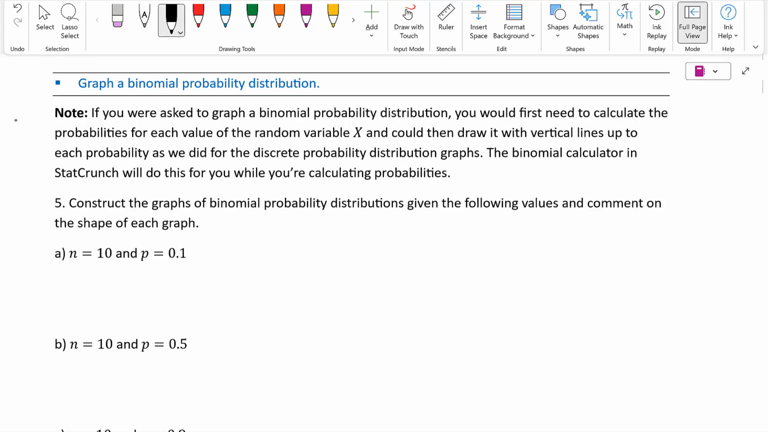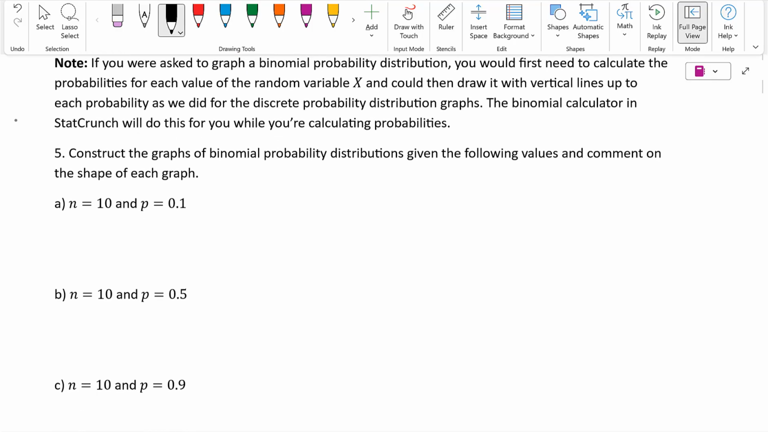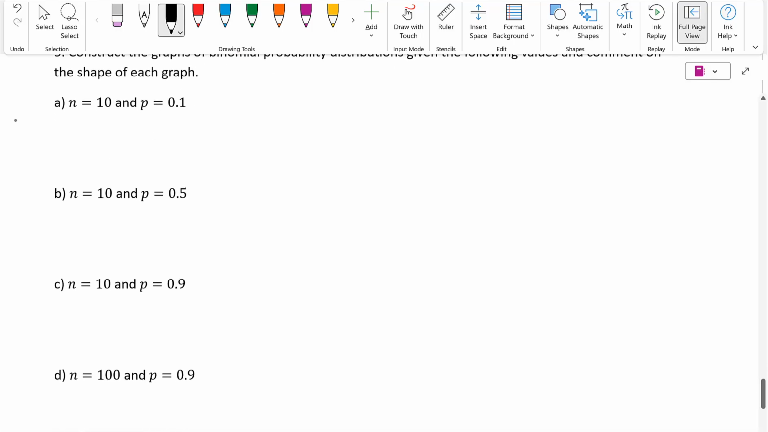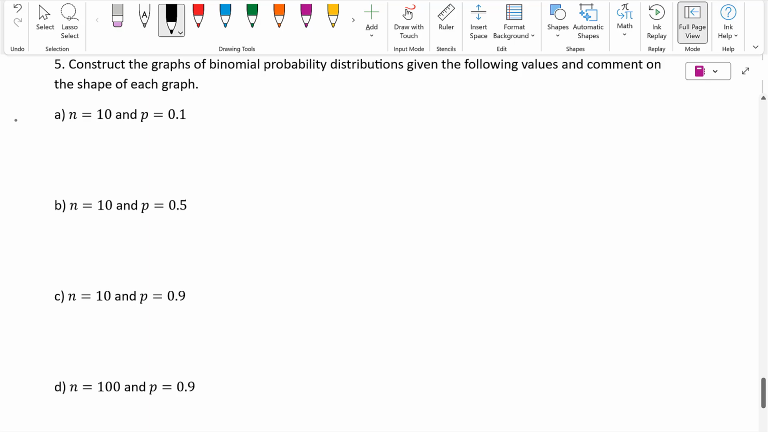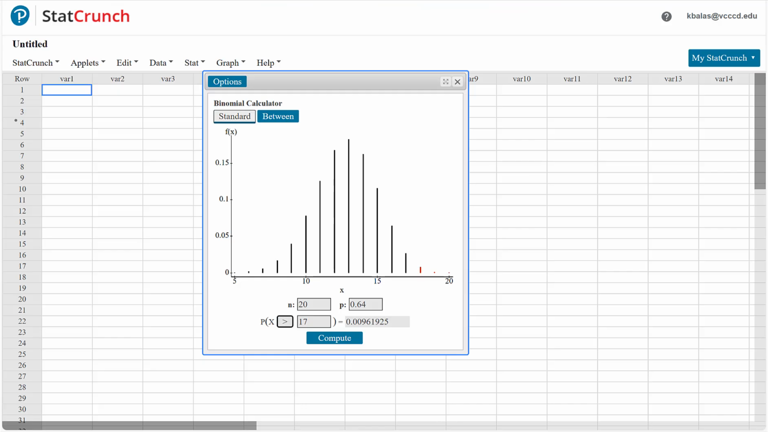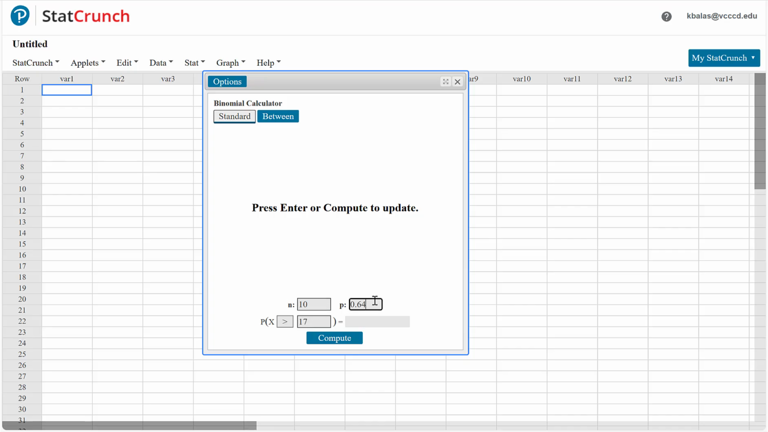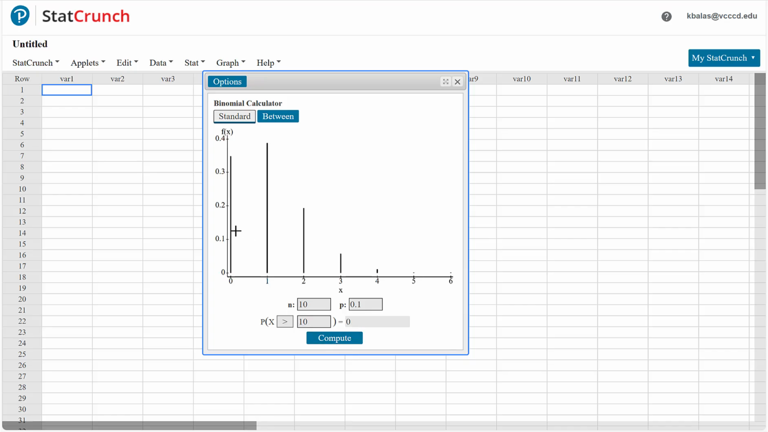If you want to draw some little ones here to learn how p and n can affect those graphs, please do. But for 5, we're going to construct the graphs of binomial probability distributions given the following values and comment on the shape of each. So we want n equals 10 and p equals 0.1 for the first one. So I'll put 10 for n, 0.1 for p, and we can put some value in. Doesn't matter what it is, we just want to compute to see that distribution. So we can see our shape.